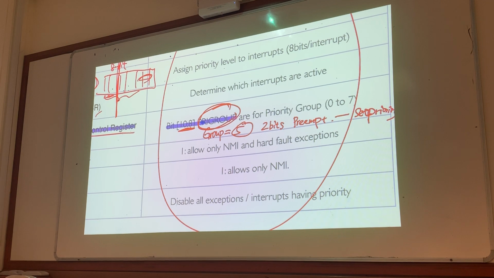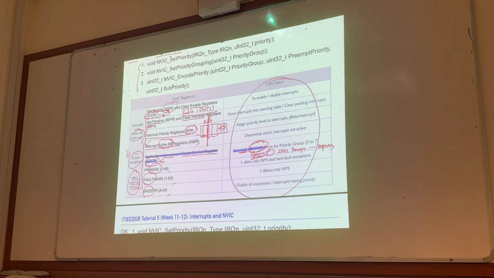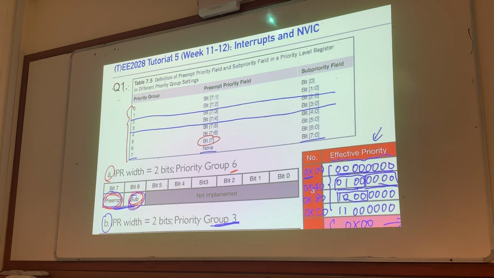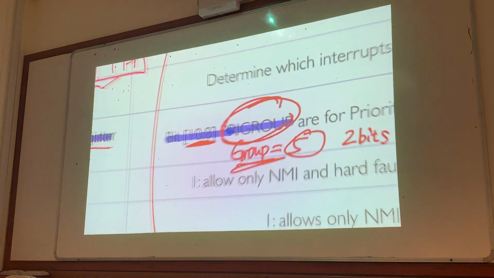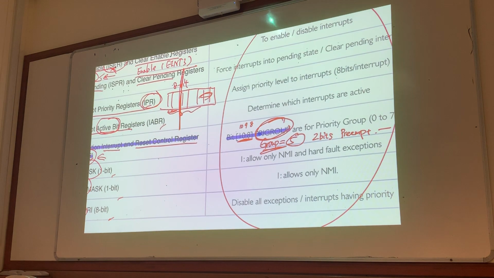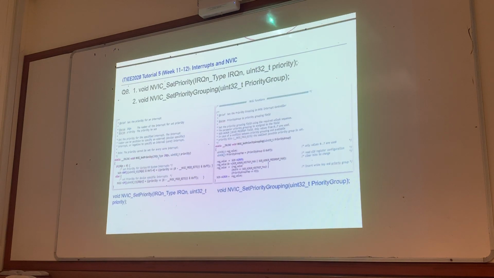Remember, totally how many groups can we have? It's 7, right? Here you have 0 all the way to 7. That's why inside that register you are using 3 bits. Can you see bits 10, 9, 8? You are using 3 bits because there are 8 possibilities basically. That's the idea. So now look at the program.